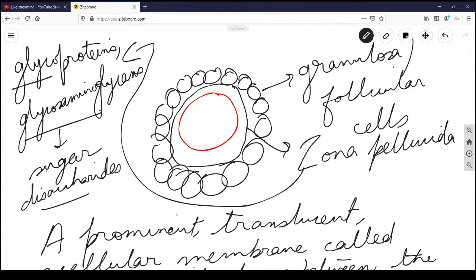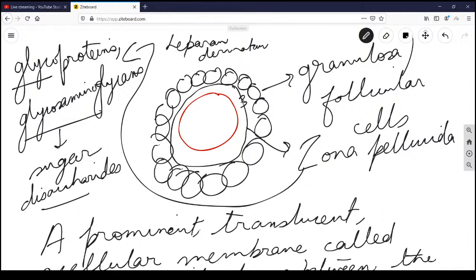Examples of this: you might have heard of heparan sulfate, dermatan sulfate, chondroitin sulfate, then hyaluronic acid. These are present in our extracellular matrix outside the cell, and in the synovial fluid also. They are also present in the zona pellucida, and they also have specific receptors.